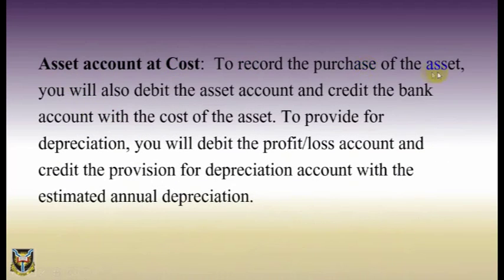Asset account at cost: to record the purchase of the asset, you also debit the asset account and credit the bank account with the cost of the asset. To provide for depreciation, you debit the profit and loss account and credit the provision for depreciation account with the estimated annual depreciation.